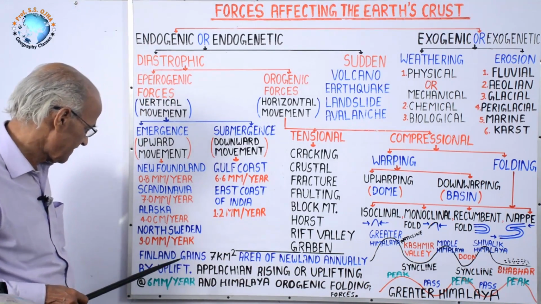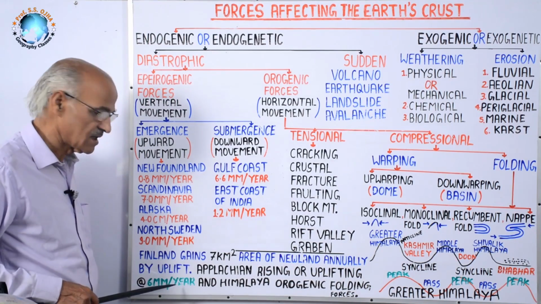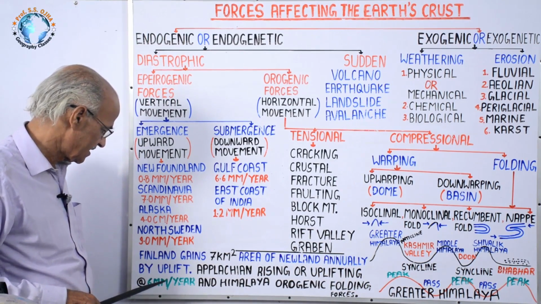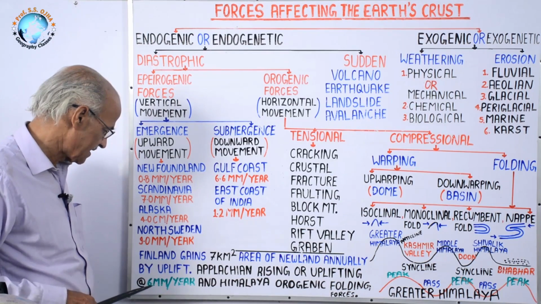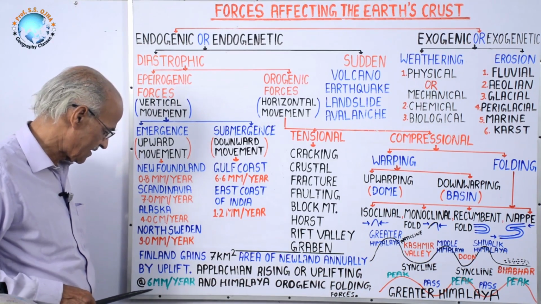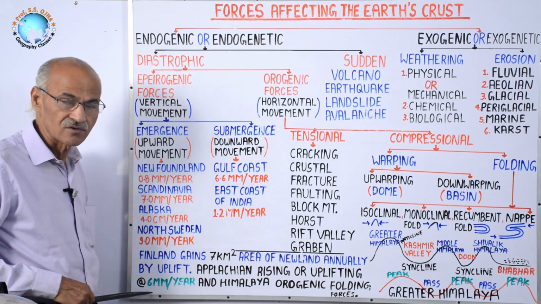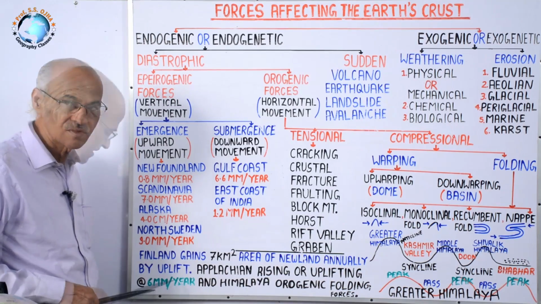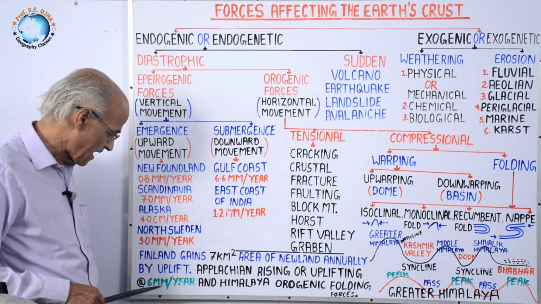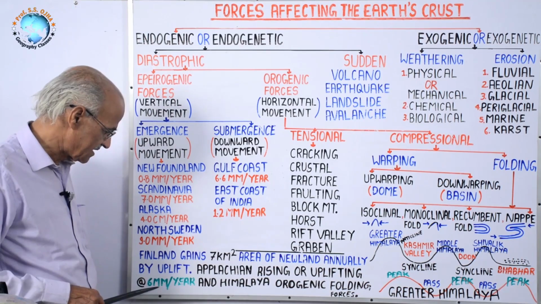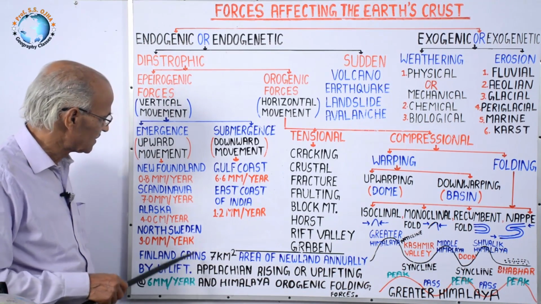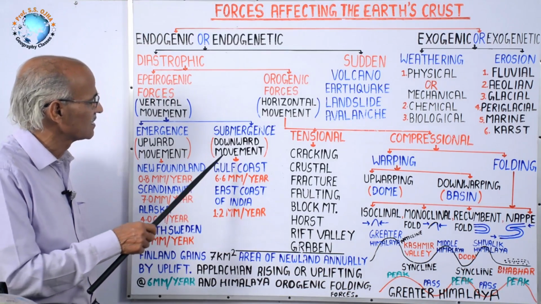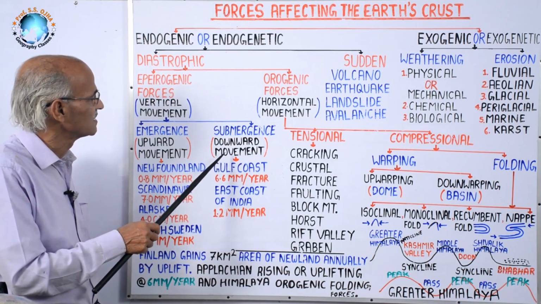In the same way, the Appalachian Mountain along the east coast of the United States of America is also rising at the rate of 6 mm per year, but this rising should not be confused with the orogenic force. It is not uplifting, rather it is emerging. So these are the examples of emergence, while there are also examples of submergence.